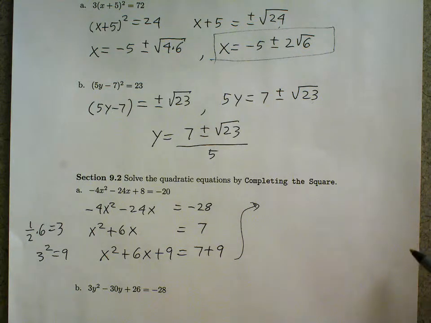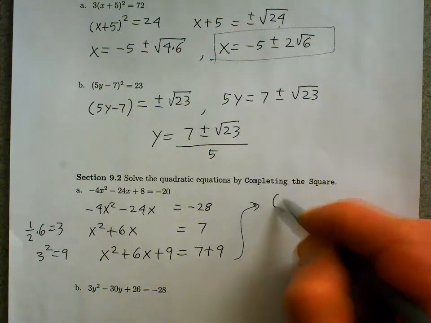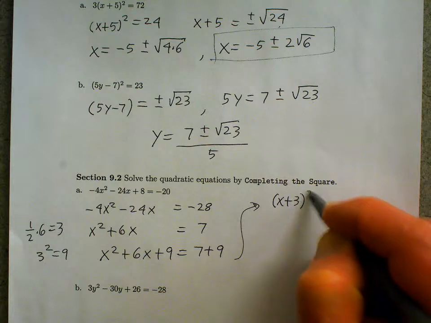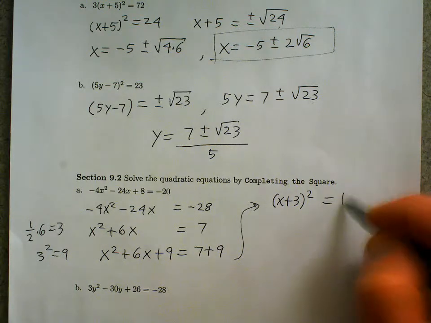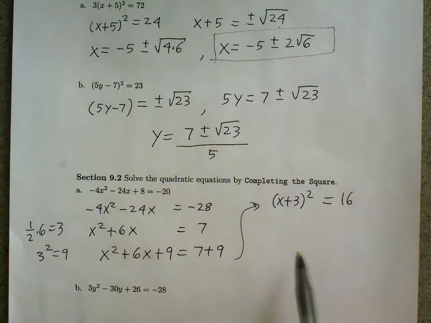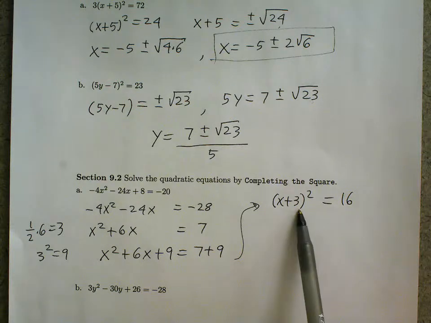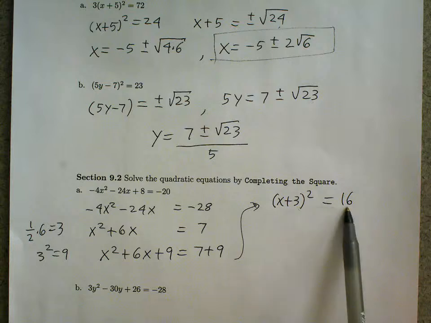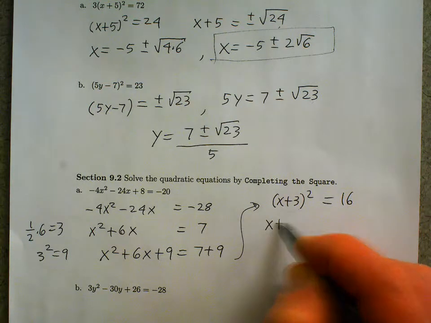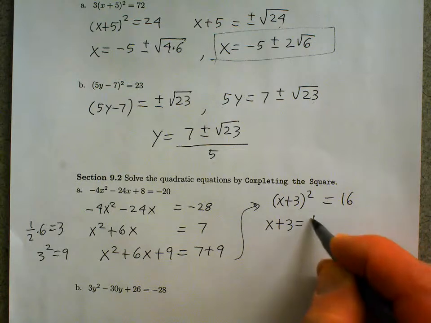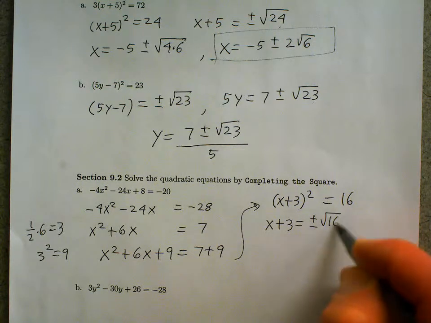And then x squared plus 6x plus 9 is the binomial x plus 3 squared. And on the right-hand side, 7 plus 9 is equal to 16. And then we apply the square root property. The goal is to solve for x. So since x plus 3 quantity squared equals 16, apply the square root property, we get x plus 3 equals positive and negative square root of 16.